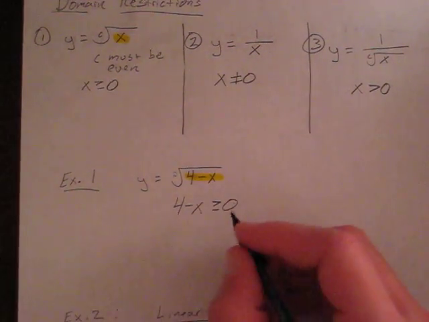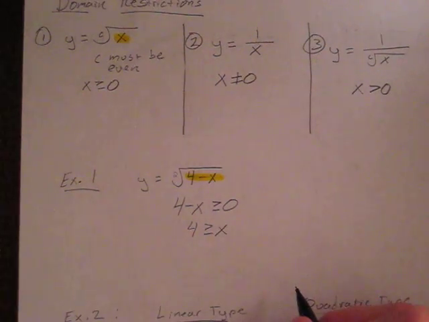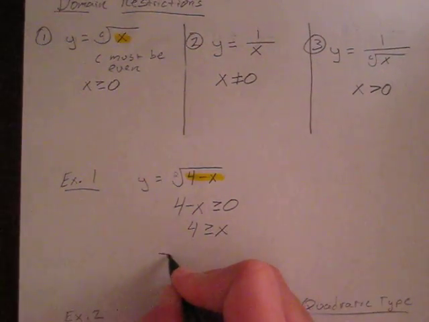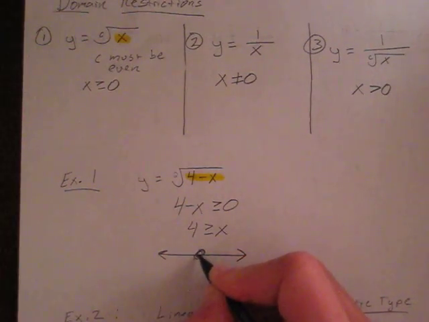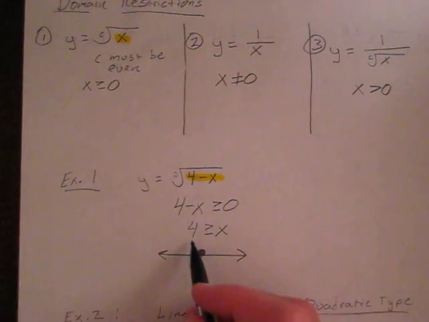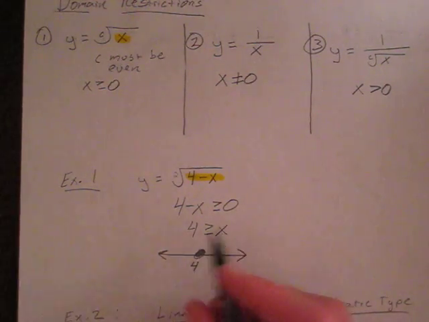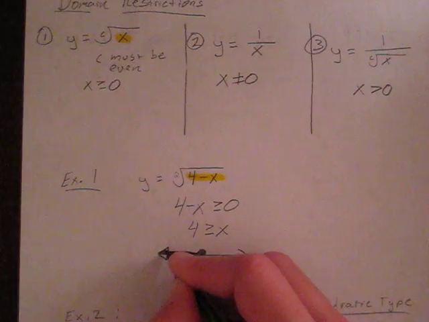And now we just solve this. This is a linear inequality, so we say 4 has to be greater or equal to x. And then when you shade on your number line, we have 4 right here. And we're going to shade in the circle because it can equal that value. And since 4 has to be bigger than all the values of x that we're going to shade, 4 has to be greater, we are going to shade this direction.